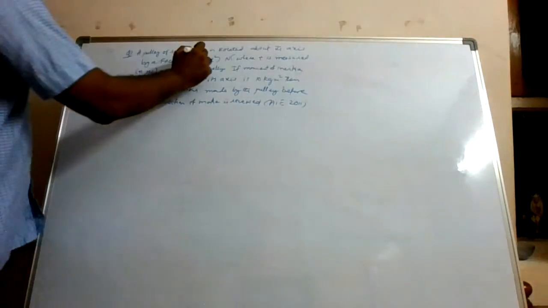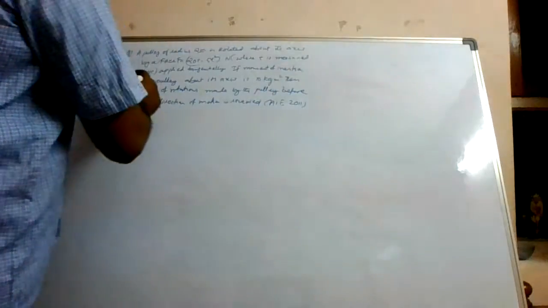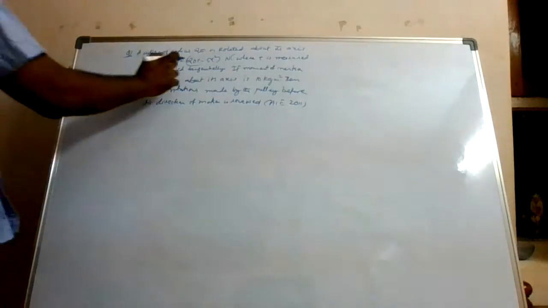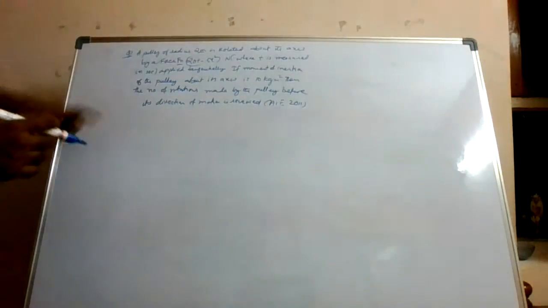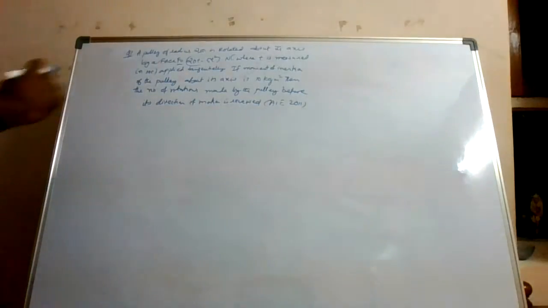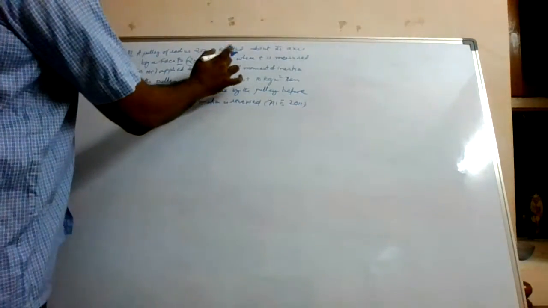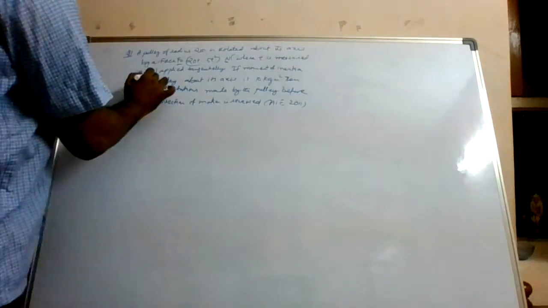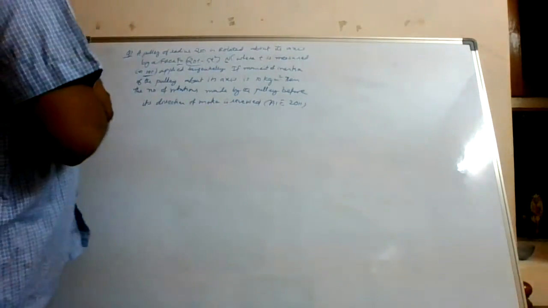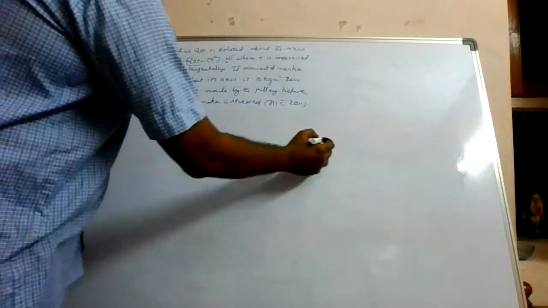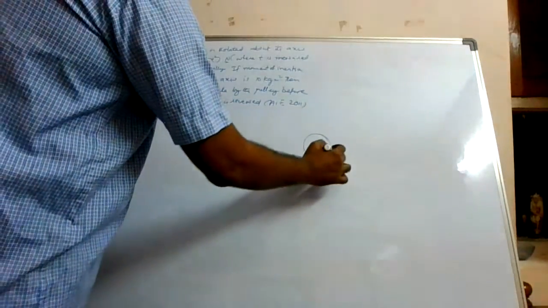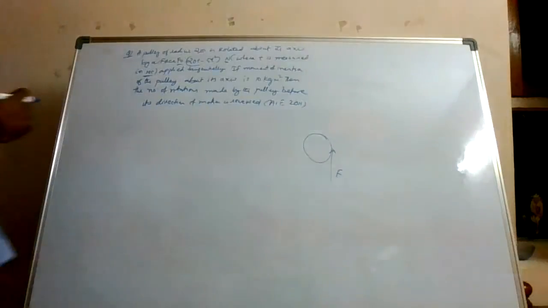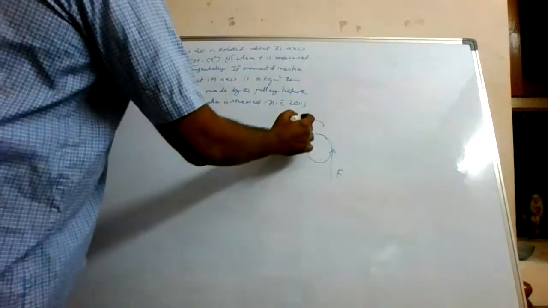See students, it's a good question. It has come in the 2011 paper. It says that a pulley of radius 2 meter is rotated about its axis by a force. Now force is a variable force here. It is given as a function of time here: 20t minus 5t square newtons, where t is measured in seconds. Applied tangentially. Obviously, there is a pulley. Let us say you have to rotate it. You have to apply the force tangentially. Then only it will rotate in this way.